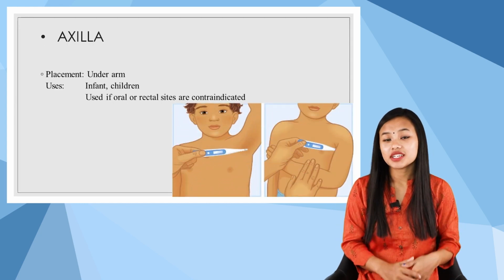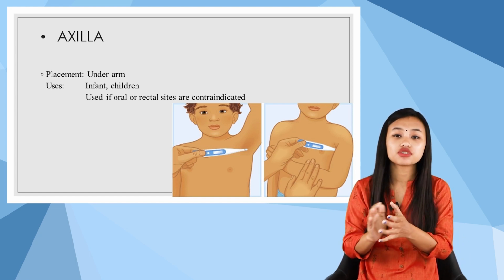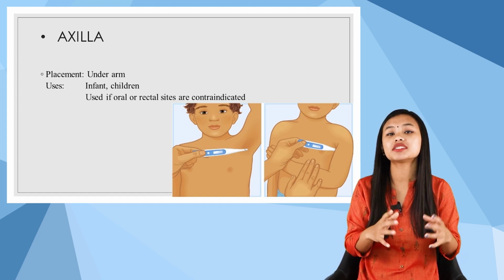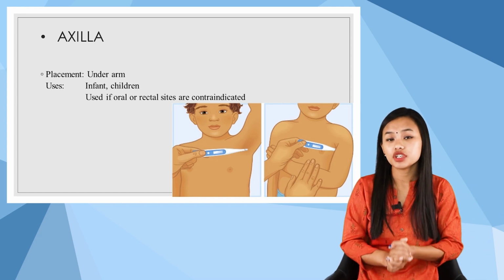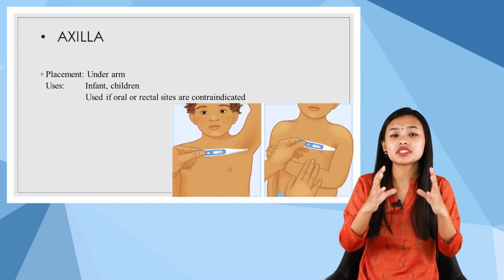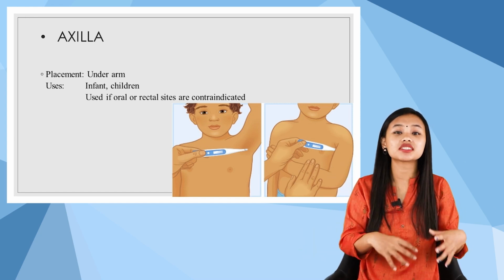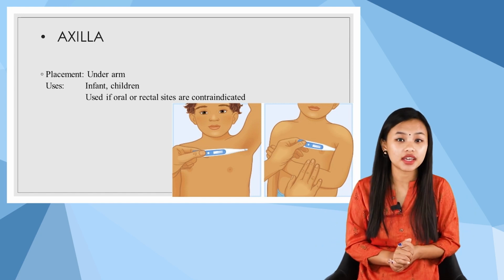And then the third one is the axilla. So when you are assessing the body temperature of the client through the axilla, you will be placing the thermometer under the arm. This is usually used in infants and in children, and also this site is mainly chosen in case the oral or the rectal site is contraindicated.